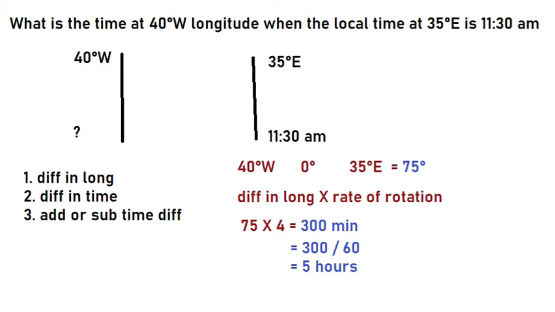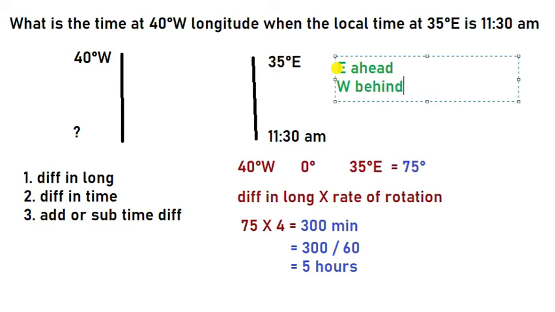We have already learned earlier that whenever we take any two places, the place located on the east side will always be ahead in time. So here we have two places. We have the time of the place on the east side, and what we have to find out is the time of the place on the west side. That means the time of the place on the west side, which we are going to find out here, is behind the time of the place on the east side.